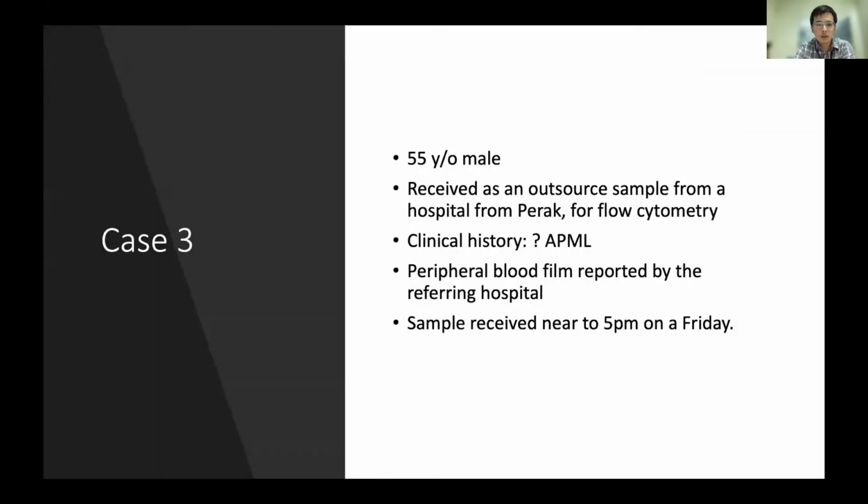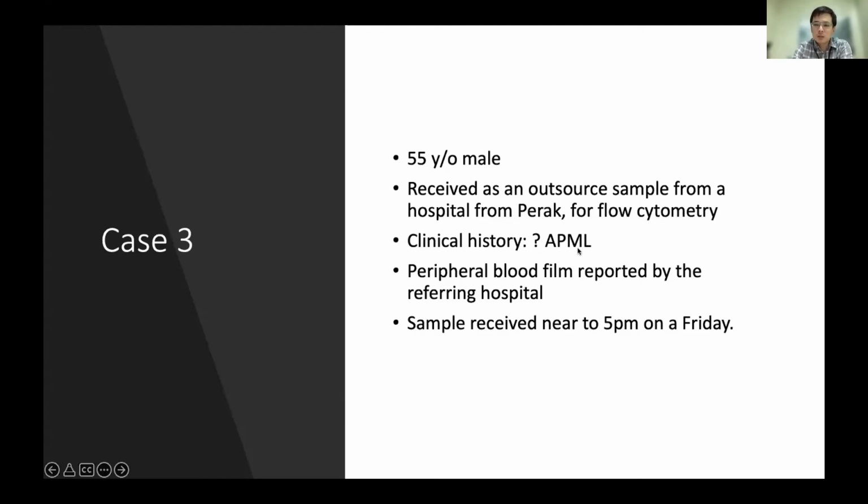So we will continue with another case of M3. This is a 55-year-old gentleman. We received this sample as an outsourced sample from one hospital from a different state, for flow cytometry. The clinical history provided in the form is query APML. The peripheral blood film has been reported from the referring hospital. We received this sample near 5 p.m. on a Friday afternoon. I still remember this case.